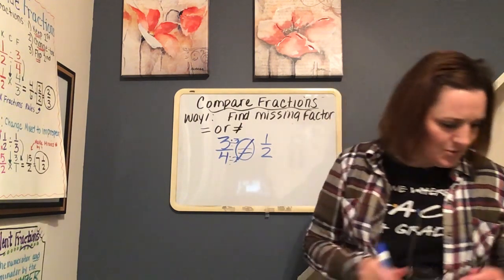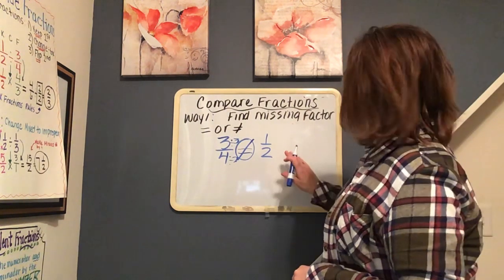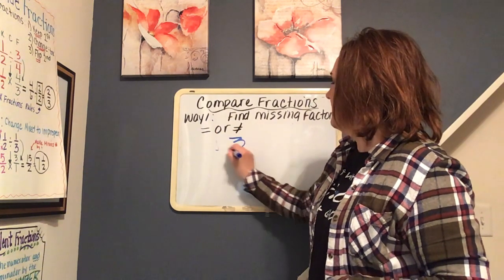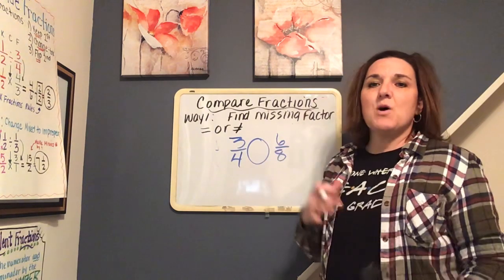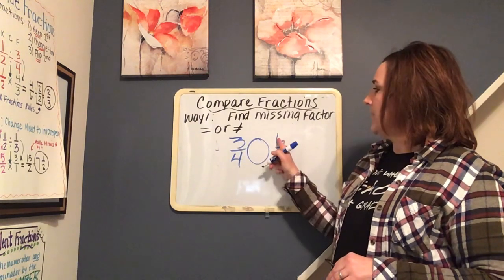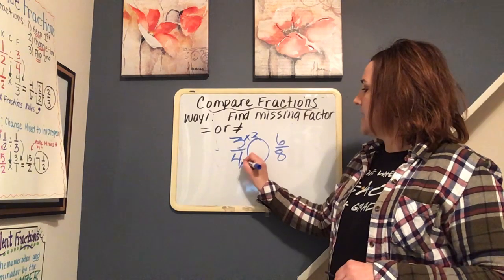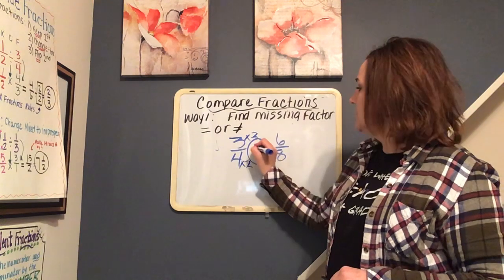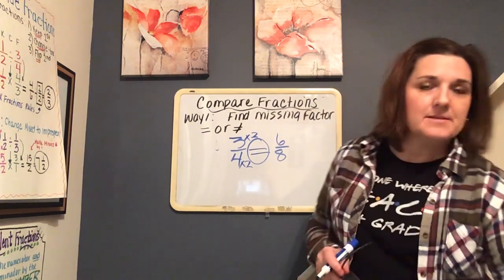Okay? Let's do another one. 3/4 and 6/8. All right, sometimes you're going to go smaller, sometimes you're going to go bigger. Remember, it's all about the dividing and the multiplying. So we're going to go bigger, so we're going to do times 2. 3 times 2 is 6. 4 times 2 is 8. 2 and 2 is the same. That means these two fractions are equal to each other. Okay? That's one way of doing this.